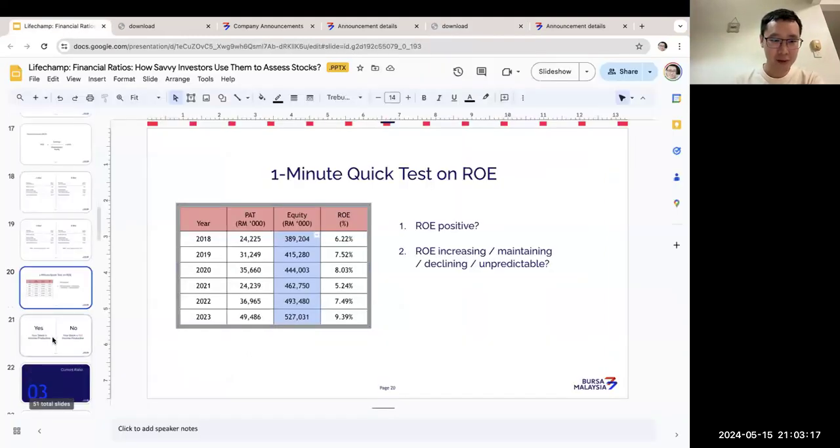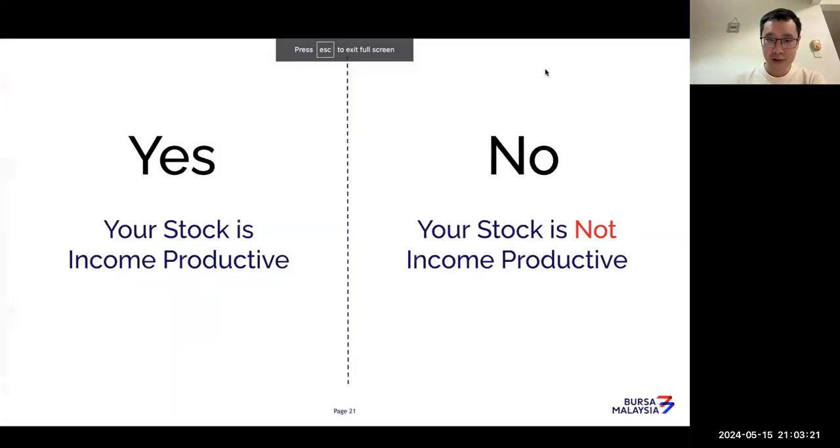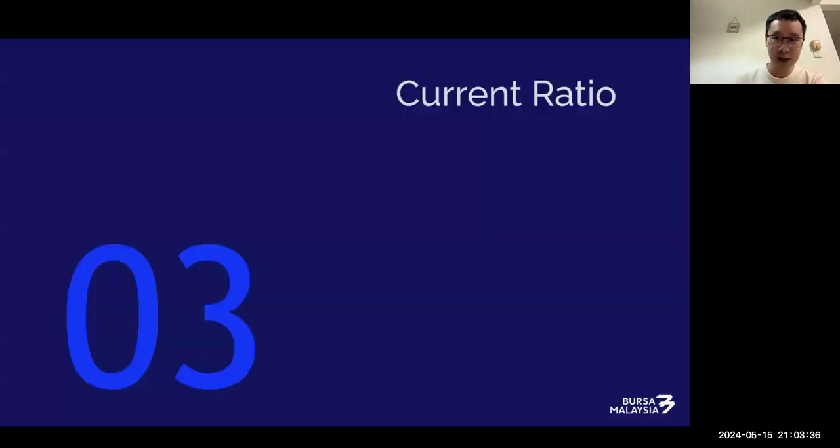All right. So with that, let's go back to the slide. So it's actually the same thing. So if the answer is yes for everything, all the questions asked, then your stock is income productive. If no, then you have to revisit why you are buying into that stock. Okay. Now, next thing, current ratio.